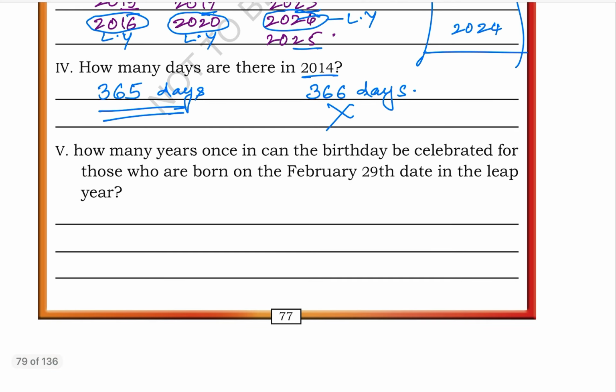How many years once can the birthday be celebrated for those who are born on February 29th in the leap year? Okay, this is a very big problem for those whose date of birth is 29th February. How many years once can the birthday be celebrated? Okay, once in 4 years.